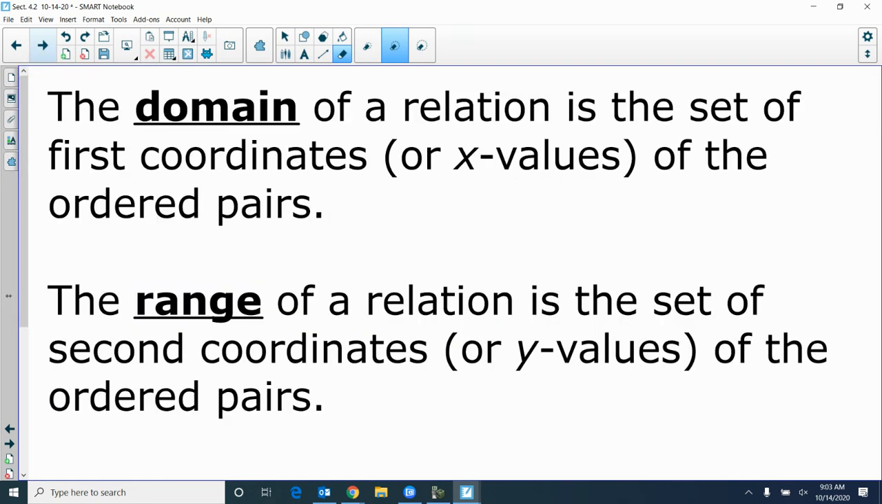Okay. The domain of a relation is just the set of all first coordinates, typically the x values. That's all it is. Okay. The range of a relation is a set of all second coordinates or y values. Okay. Domain, which x values did I plug in? Range, which y values did I plug in? Okay. It's a little bit easier when you're given a mapping, any of those 3 in that order.